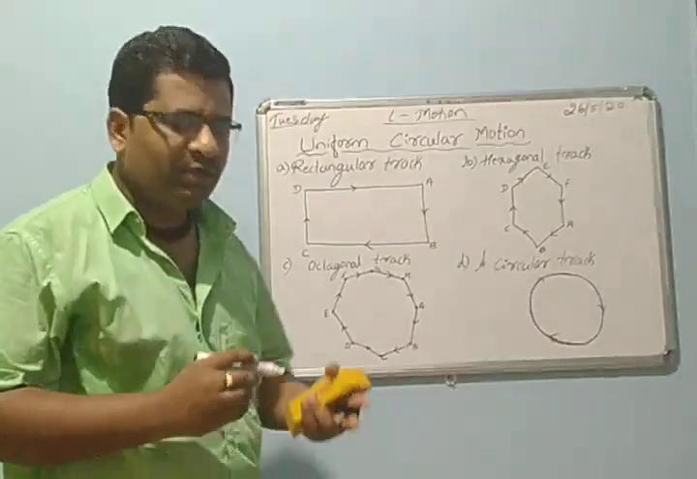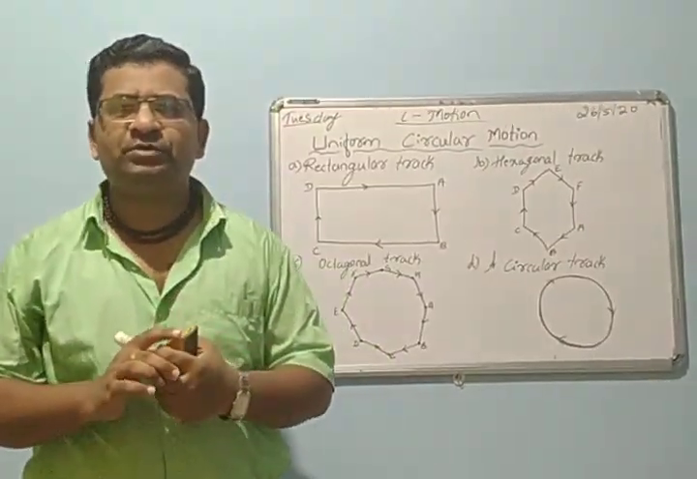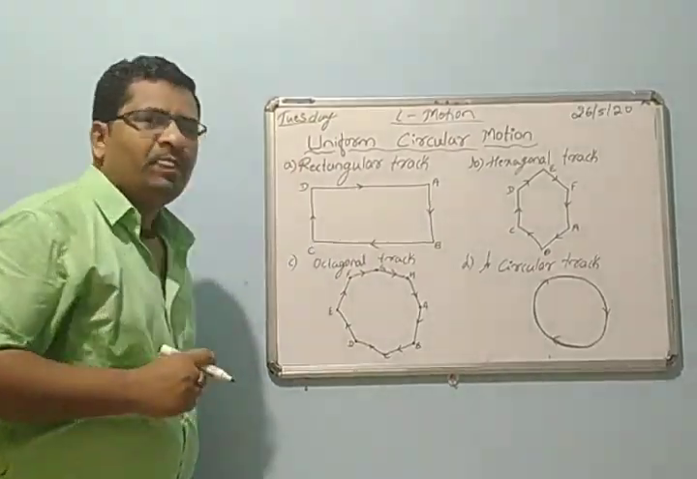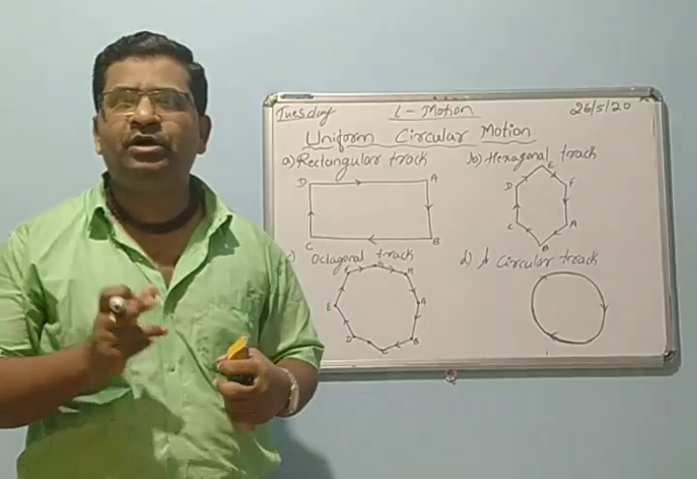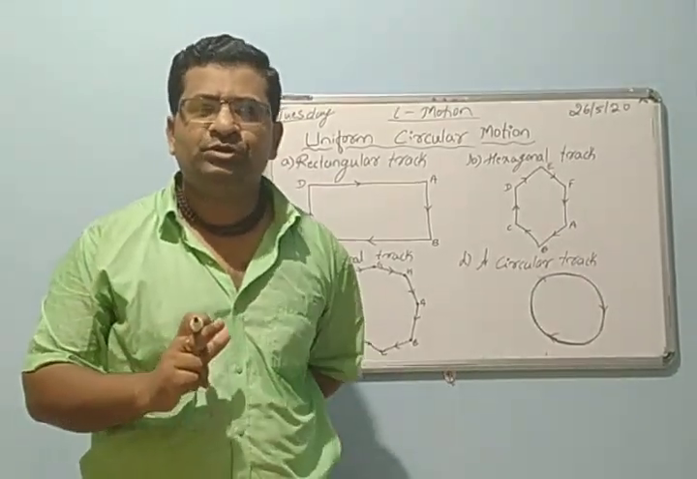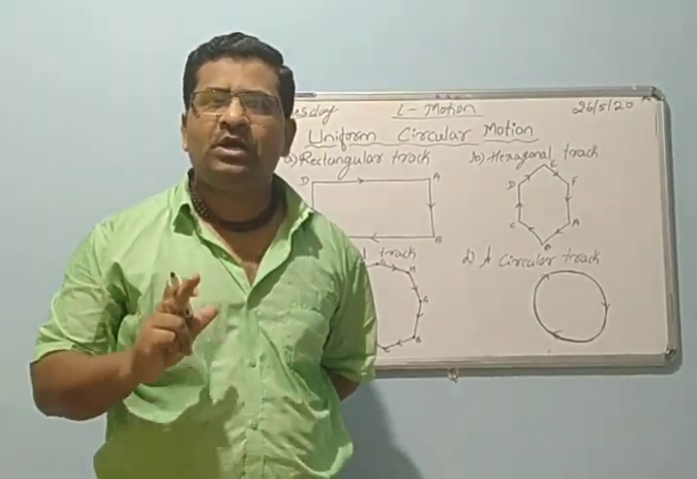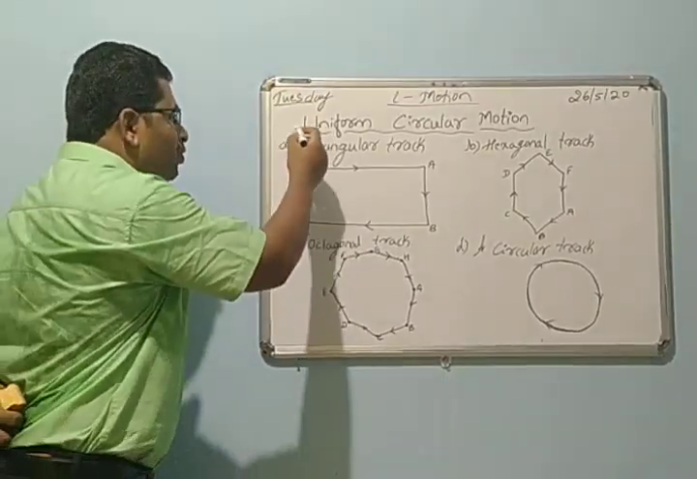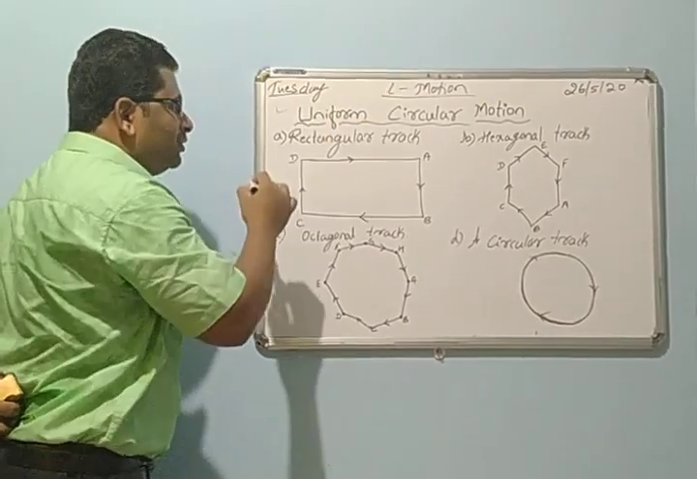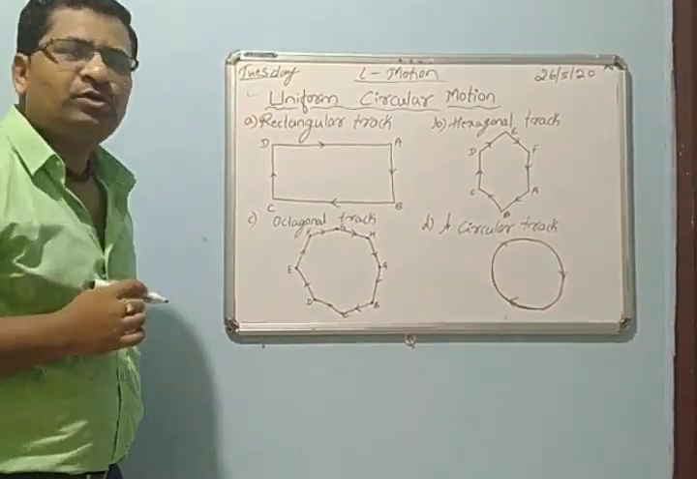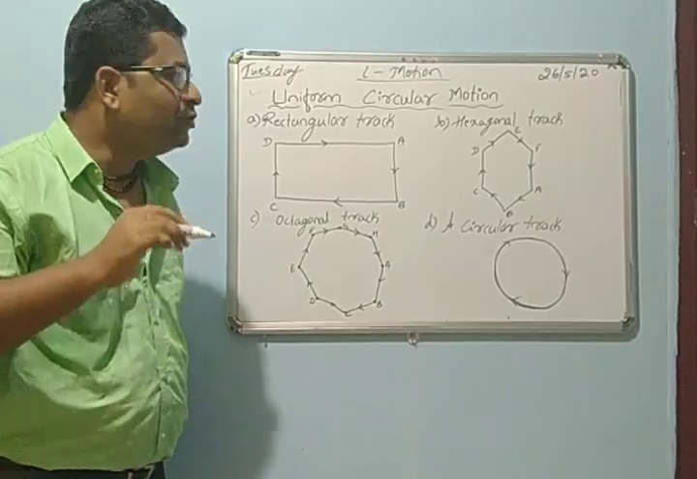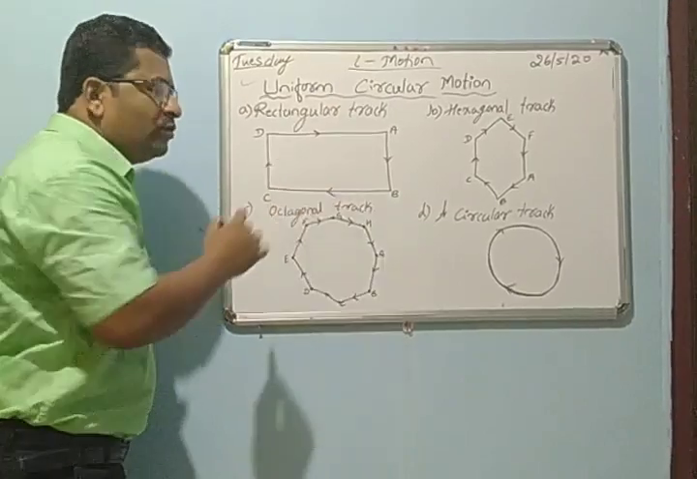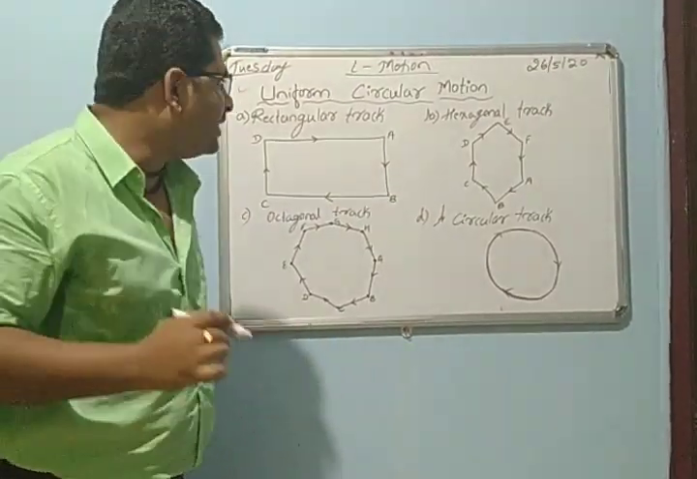Motion, and today I am taking the last part of the lesson, that is uniform circular motion. We have studied in the beginning only the types of motion, that is uniform motion and non-uniform motion. So at last, the discussion in this topic is uniform circular motion. This concept we will study by taking into account four examples.